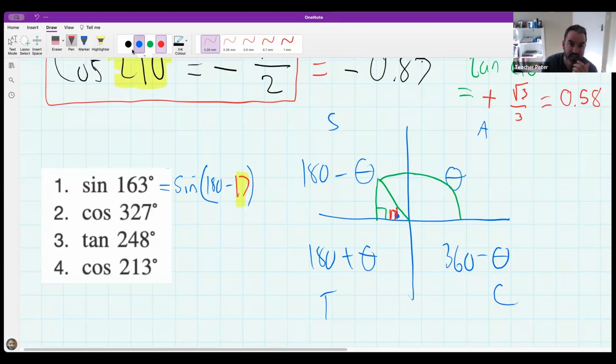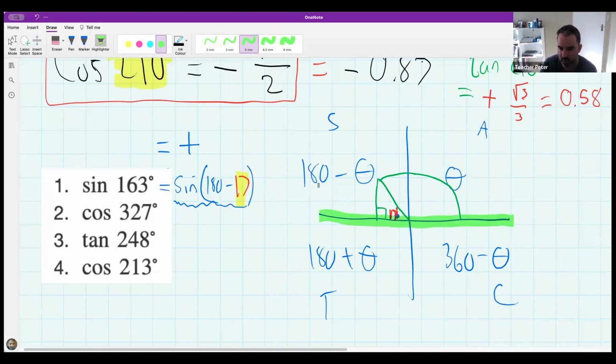Now, this is how awesome reduction is. You ask yourself, is sine positive or negative in quadrant 2? It's positive, so you make a big positive sign. Then you say, if you are using the nearest horizontal, and notice how my triangle is being formed with the nearest horizontal line, it's 180 degrees that we're using. If I do that, I simply write down the same trig ratio, and then I write down the small angle or the reference angle, which here is 17.